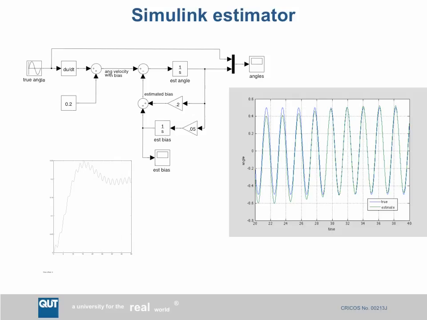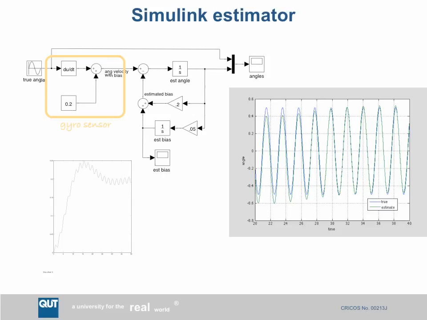So the first block here, or the first group of blocks, represents the gyroscope sensor itself. So the input to it is the actual angle of the segue. And what I do is put it through a derivative block, and now I have the angular velocity of the segue. Then I'm going to add a bias to it. In this case, I just chose a number of 0.2. And so the output of this block is the angular velocity with a bias added to it. So angle comes in, what comes out is angular velocity with a bias. So that simulates what a real gyroscope will do.